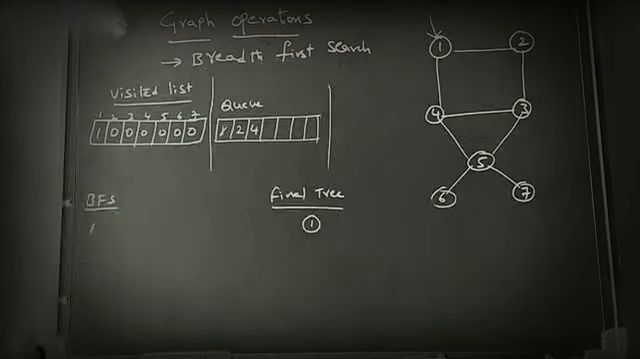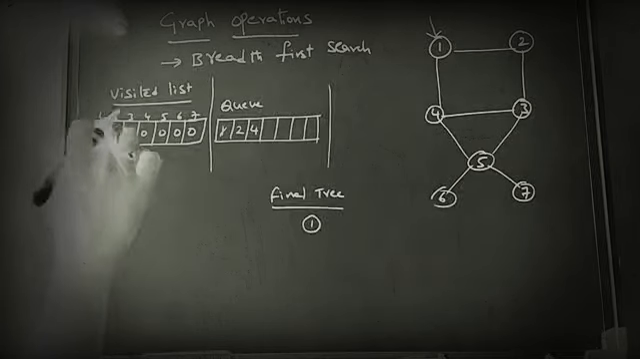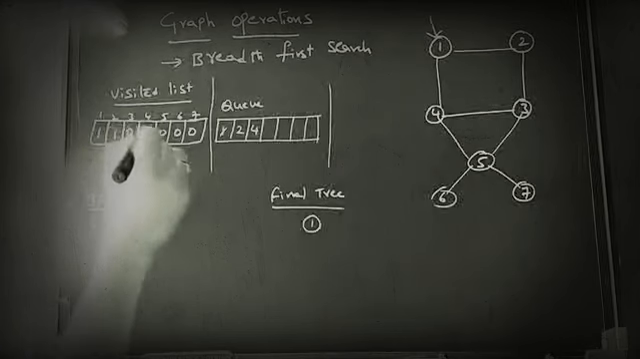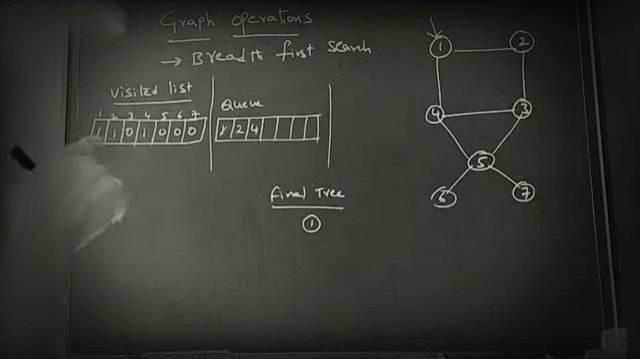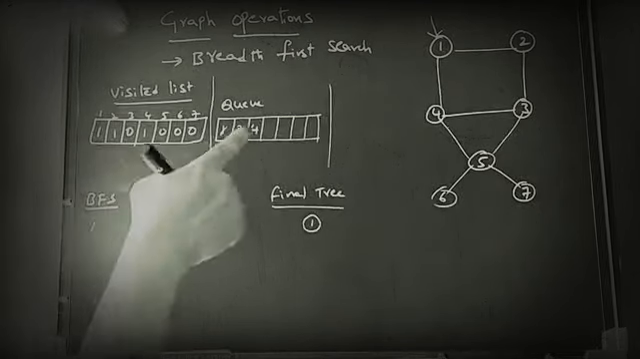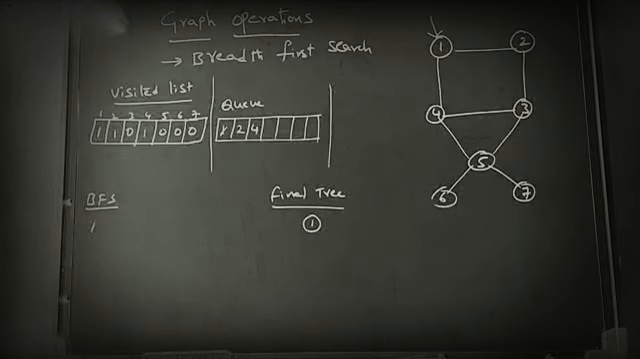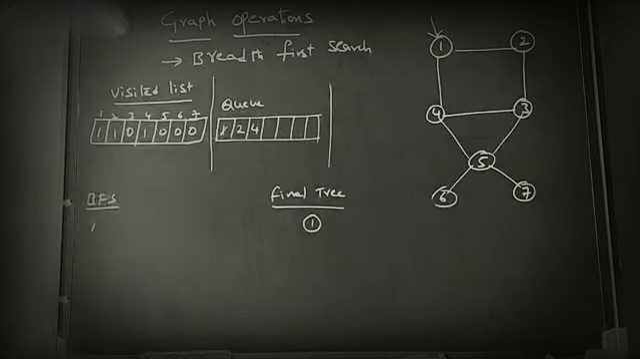How many nodes are visited now? 2 and 4. So make the position 1 because 2 is visited, 1 is visited. This process continues until the state of all the nodes becomes 1. So 2 comma 4 are visited. Next step is what? Explore 2.